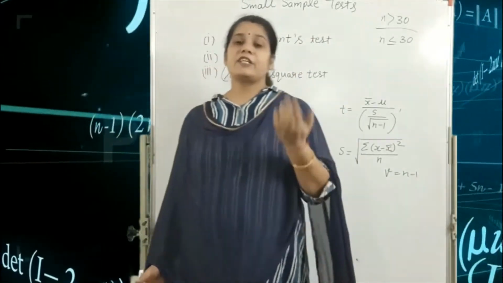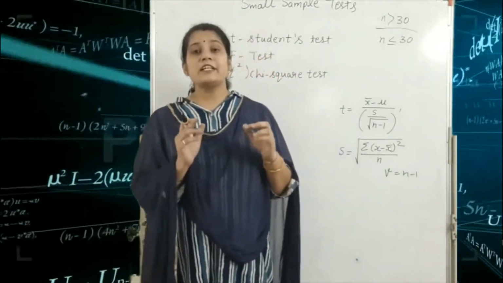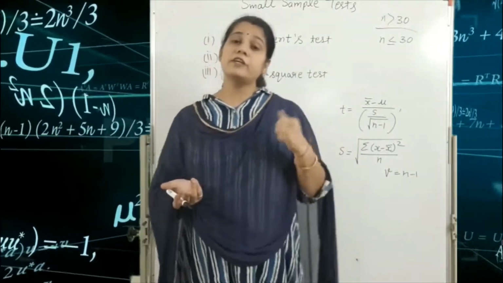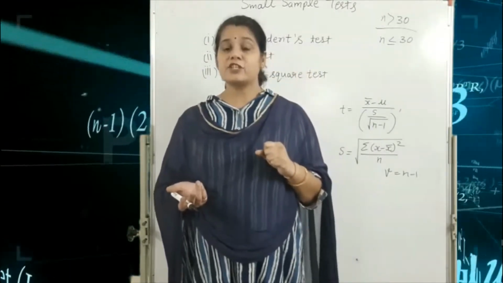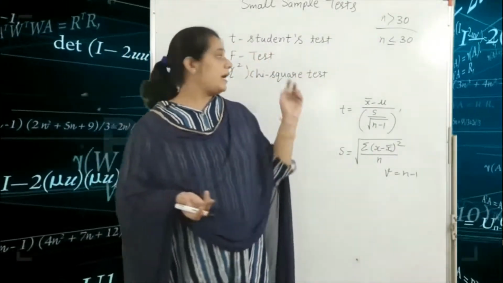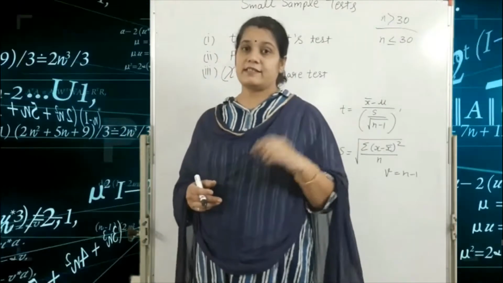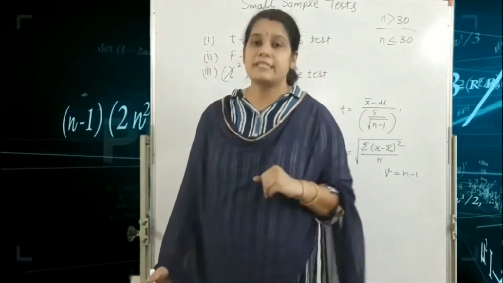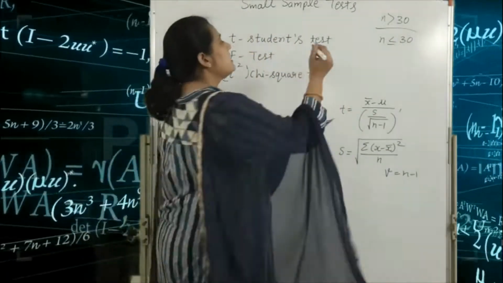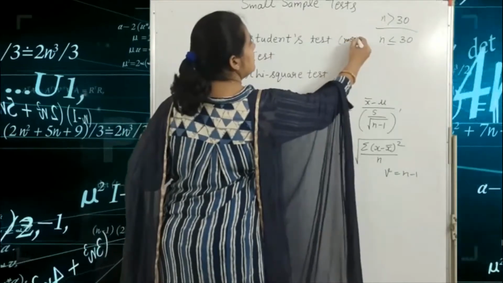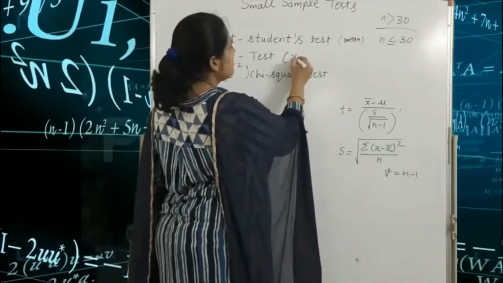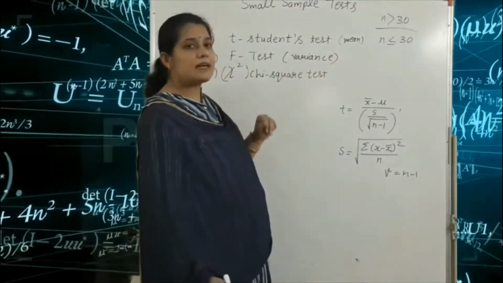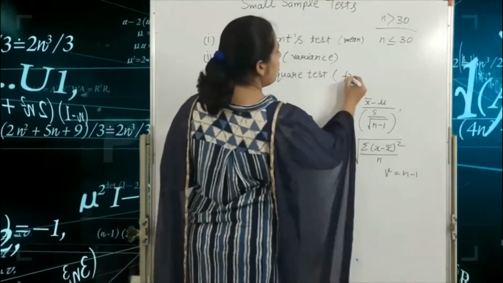In the F test, the question is given only in variance form. If the question gives the variance, or gives the standard deviation, you also find the variance. The third one is the chi-square test, where the question is always given in terms of frequency. That means the T student test depends on the mean, the F test depends on the variance, and the chi-square test depends on frequency.